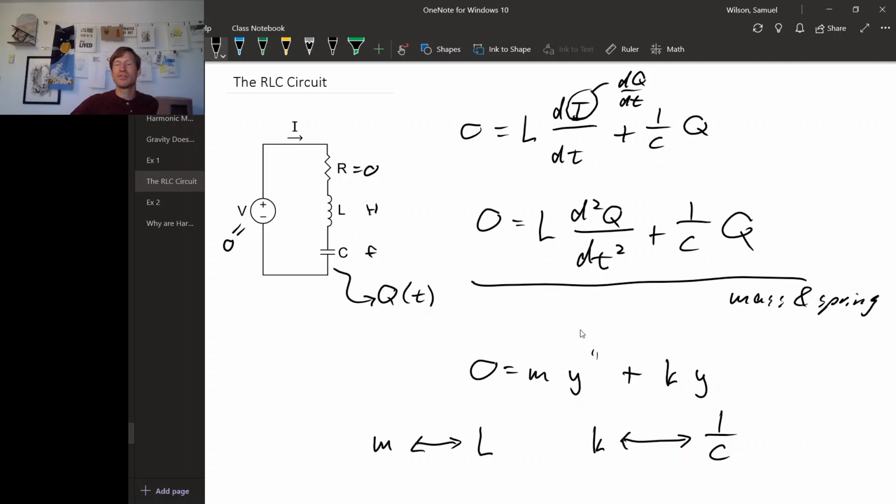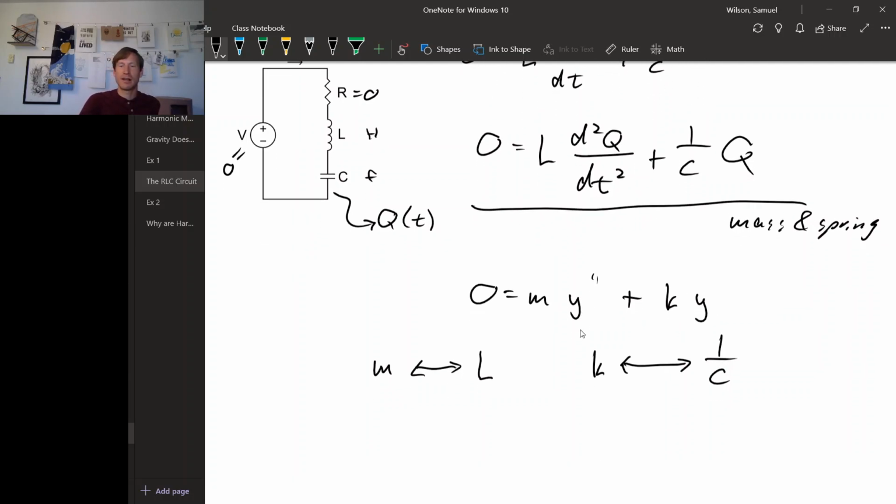We could do the same sort of analysis with our circuit now. We know that the angular speed is the square root of k over m. We can translate that to circuit components. K is 1 over C, and the role of m is being played by our inductance L, so the angular speed is the square root of 1 over LC.